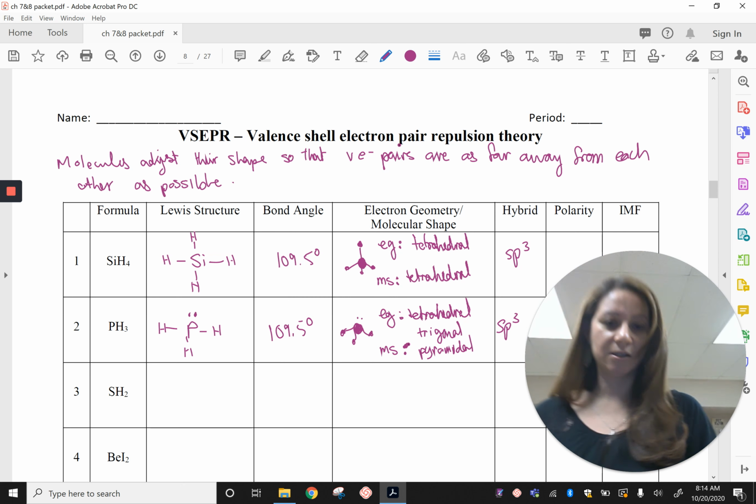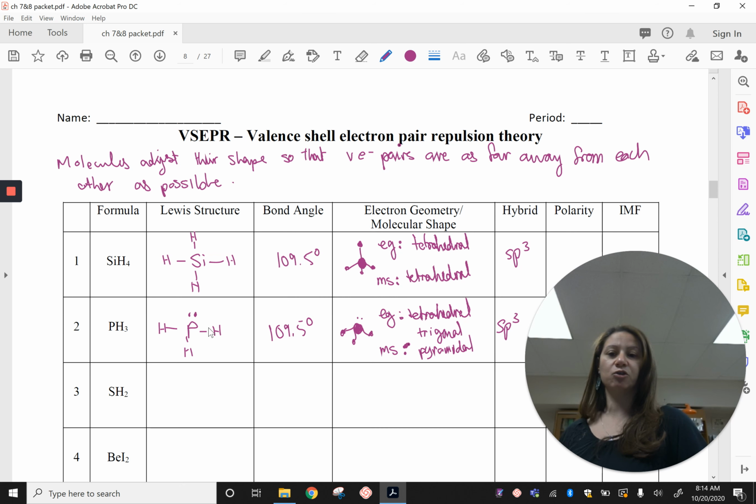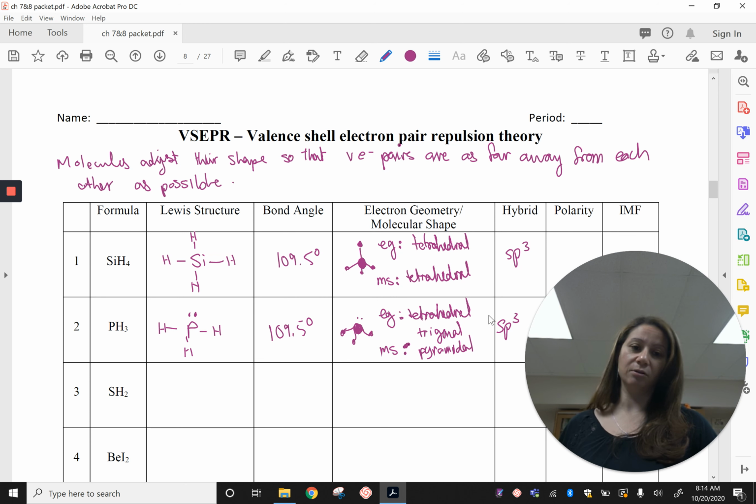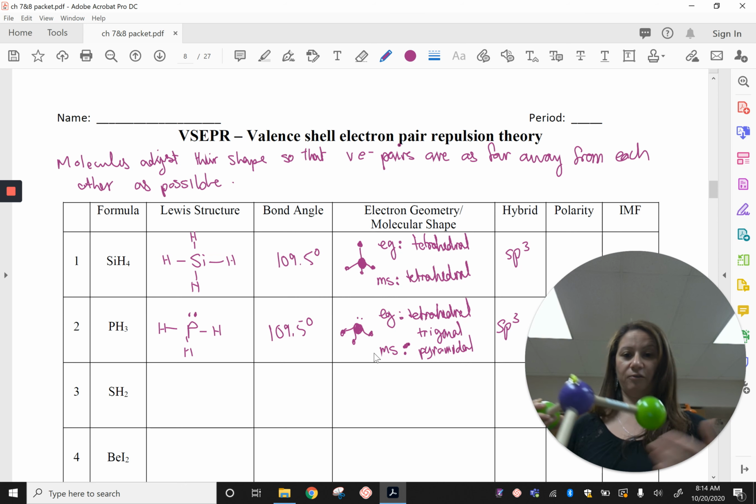So when you do these, what you want to do is draw your Lewis dot structure. Once you have the Lewis dot structure, count up how many areas of electrons are around. That's going to automatically tell you the angle. It's also going to tell you the hybrid. So if it's 4 areas of electrons, it's always going to be 109.5. It's always going to be sp3. And the electron geometry will always be tetrahedral. The molecular shape is the tricky one, where it could be different things depending on if they're all in bonds or if not.